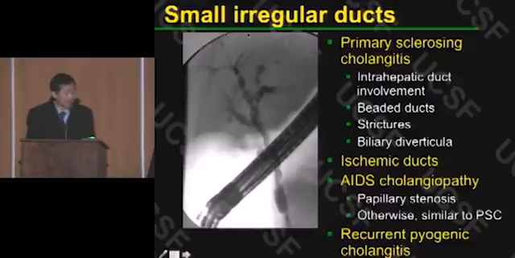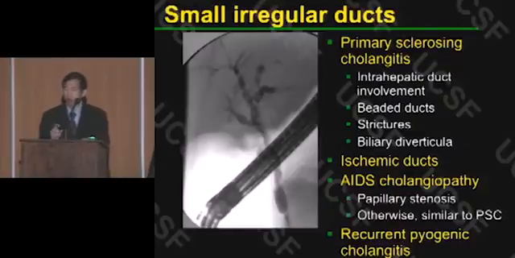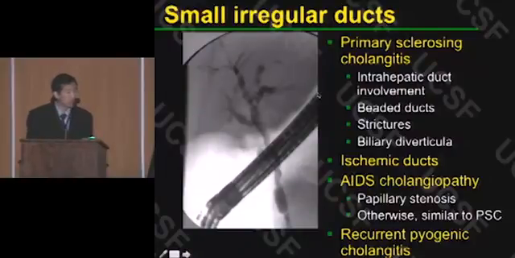Something that can look exactly like this is ischemic bile duct disease. That can occur after trauma, a liver laceration near the hilum, or chemotherapy to the hepatic artery, or other embolization that may have happened to the hepatic artery. Ischemic duct disease can look exactly like primary sclerosing cholangitis.